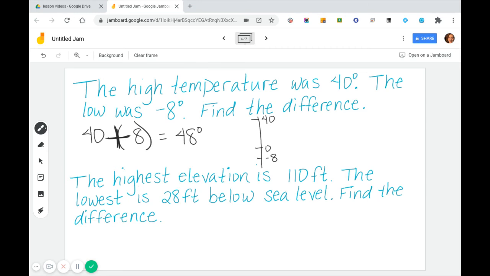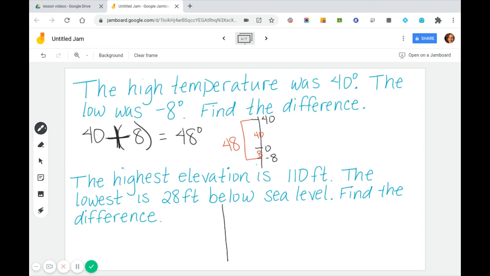What it's really asking me for when it says difference is how many moves fit between them. So I know that it takes 40 moves to get from 0 to 40. I know that it's 8 moves between 0 and -8. So altogether, that's 48 moves. So my difference is 48. I'm going to do that same thing on the next problem. And even though it's not talking about temperature with a thermometer, I'm still going to use that vertical line to help me with a visual.